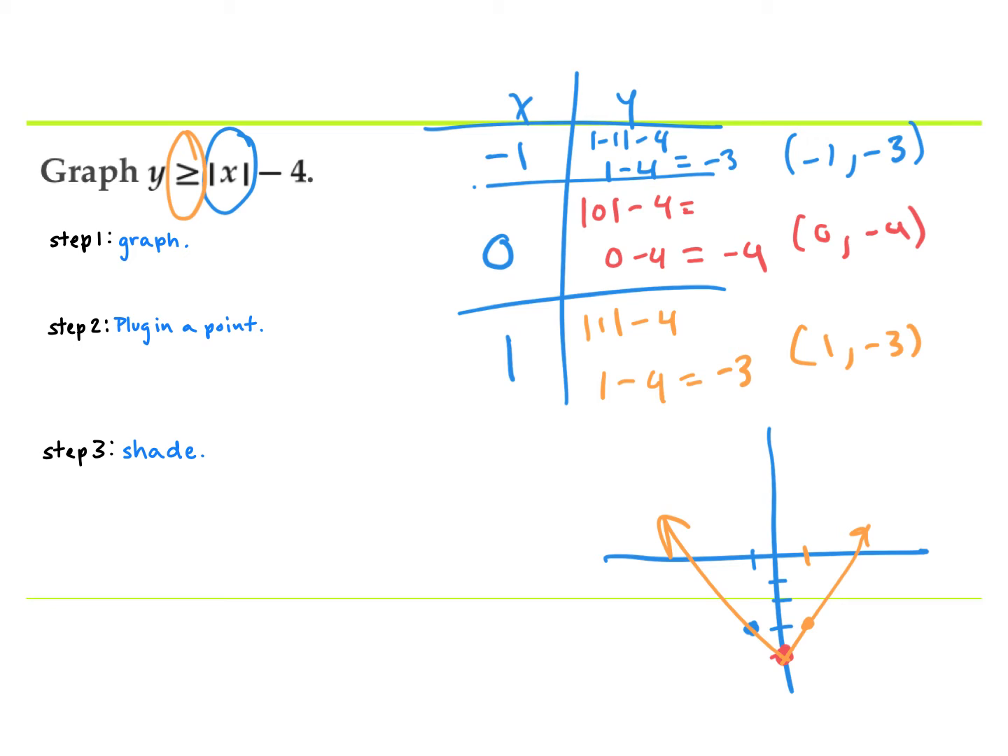Now I'm going to do the same thing that I did before. I want to plug in a point to test to see where I'm going to shade. You're either going to shade inside the V or outside the V. So what's a point that I could plug in? 0, 0. So plug in 0 for x and 0 for y. So 0 is greater than or equal to 0 minus 4. So 0 is greater than or equal to -4. Is this true? Is 0 greater than -4? Yes, it's true. So where am I going to shade? I'm going to shade inside the V because 0, 0 is right there. So I shade where 0, 0 is, so inside the V.